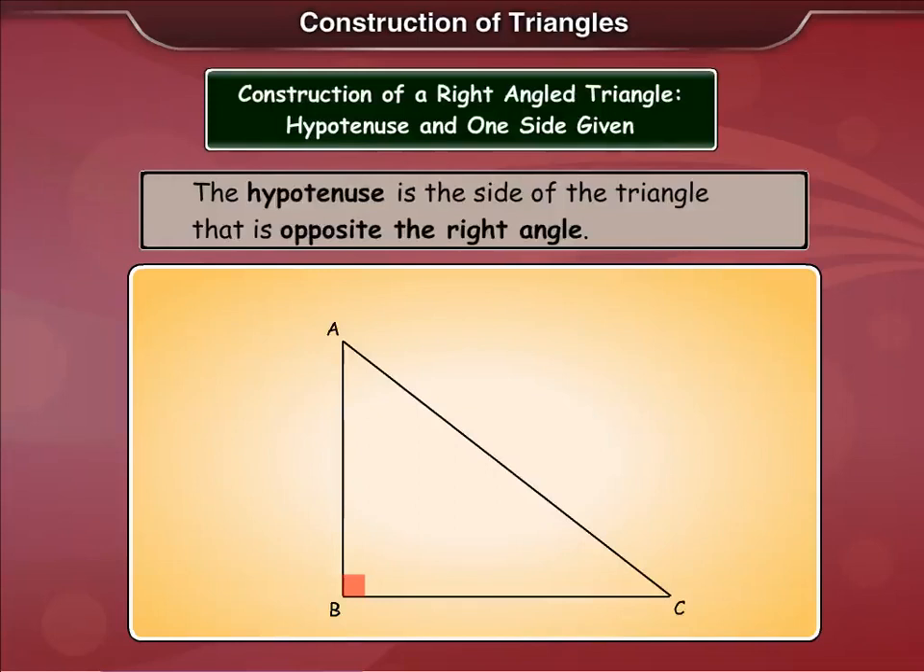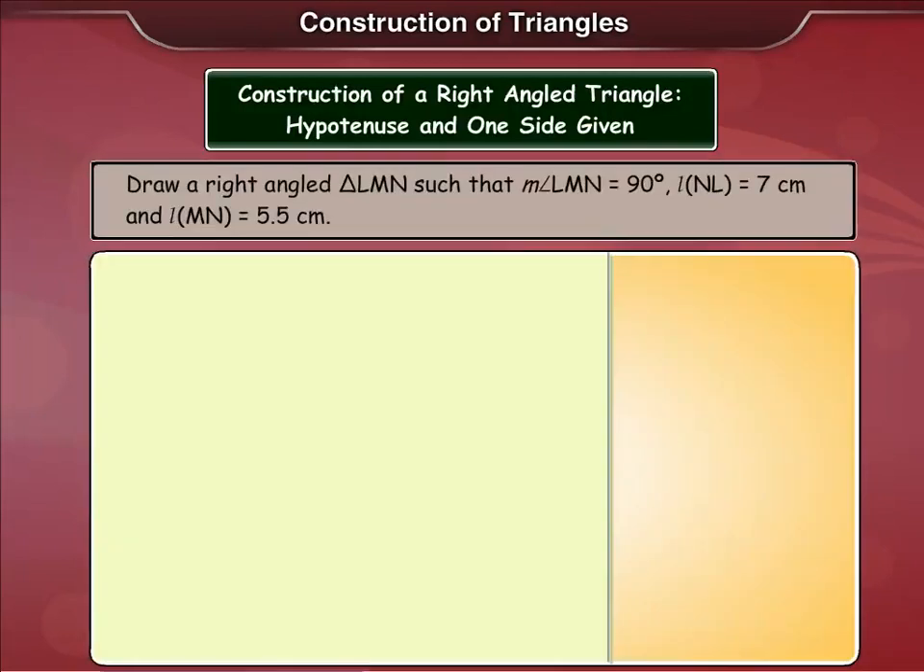Let's start constructing triangle LMN. Using a scale, draw segment MN of length 5.5 centimeters. Place a protractor at point M of segment MN to measure an angle of 90 degrees. Mark point X at 90 degrees. Join point M and point X to get ray MX.